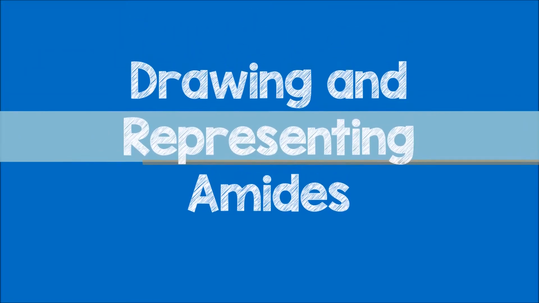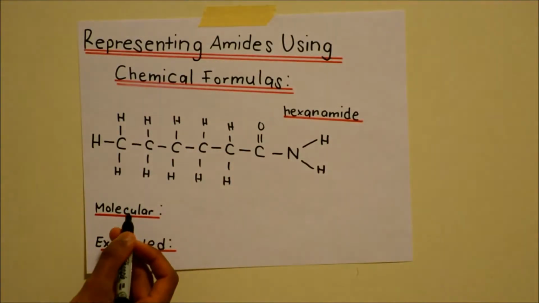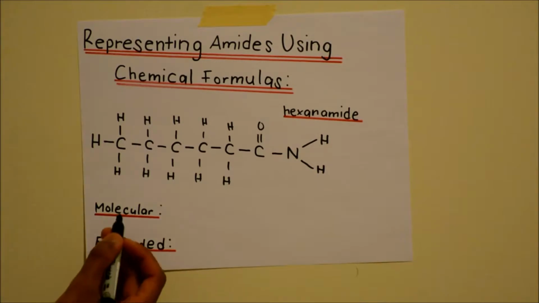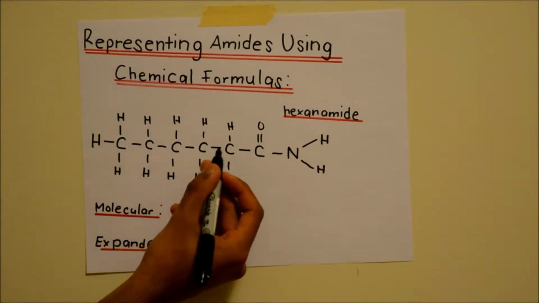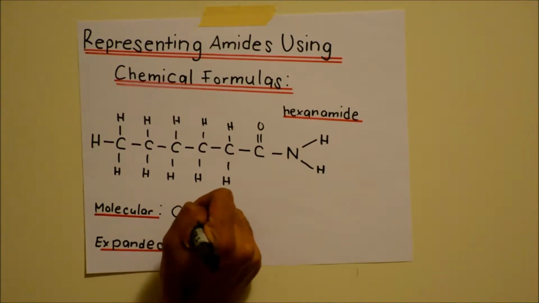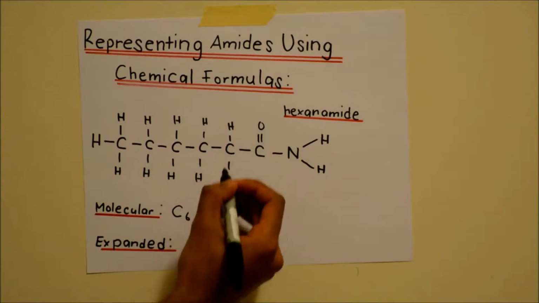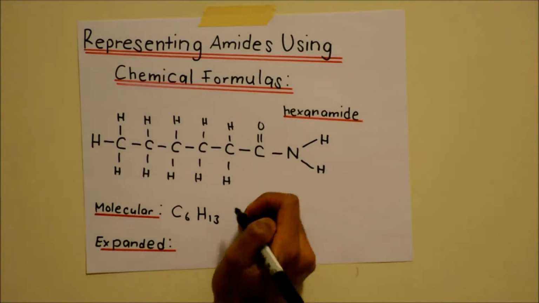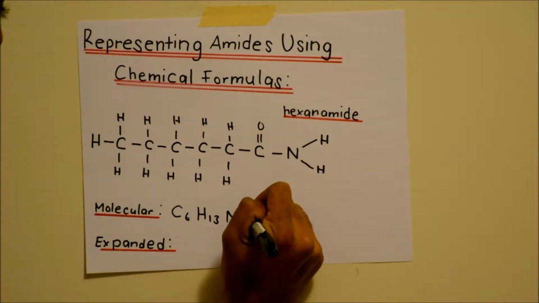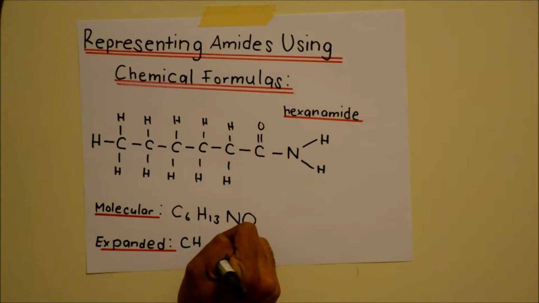Now it's time for drawing and representing amides. So now we represent amides using chemical formulas. Here we have hexanamide. In order to find the molecular formula, we have to count the number of each element. Here we can see we have 6 carbons. In terms of hydrogens, we have 13 hydrogens. We have 1 oxygen and 1 nitrogen, giving us a final molecular formula of C6H13NO.